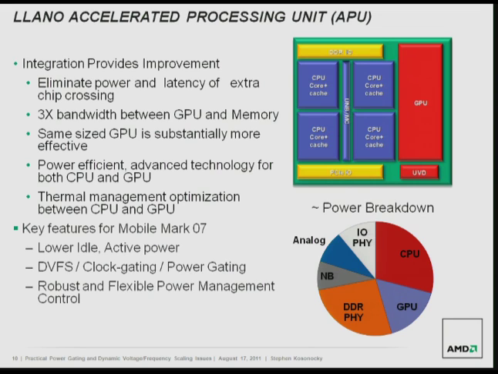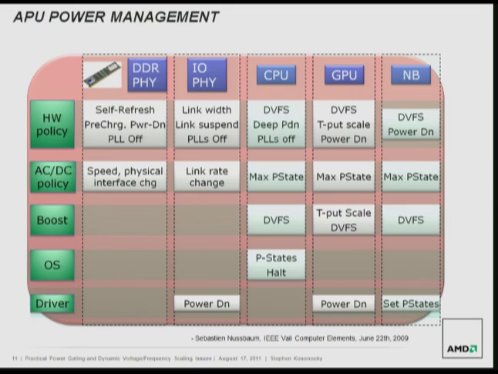And then if you look at the power breakdown, you can see that for typical applications, CPU is a little bit more than 25%. You have the GPU, you have the PHY, the North Bridge, the analog, and the I/O PHY. So all these contributors are very important for the total power consumption. It's really important to reduce all these functions as much as possible and only power things when you need to.